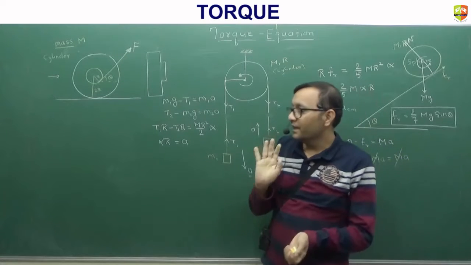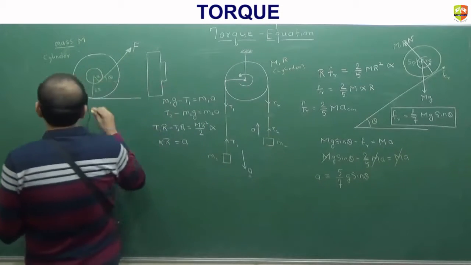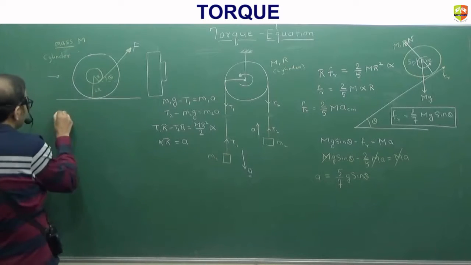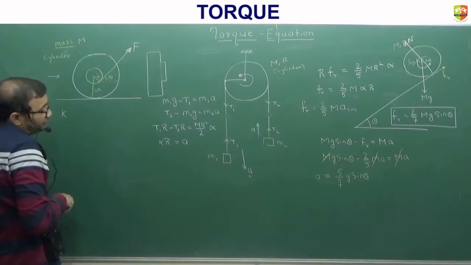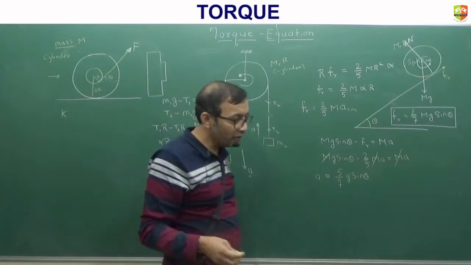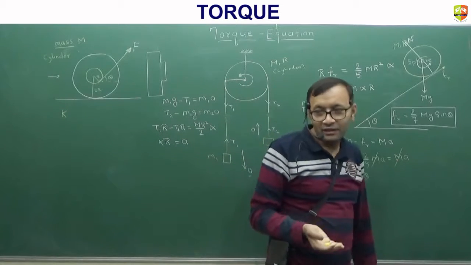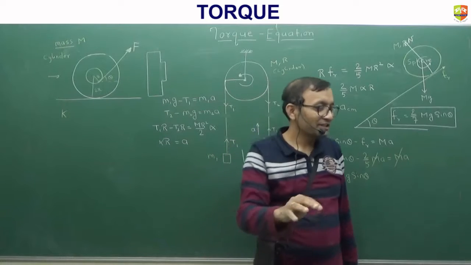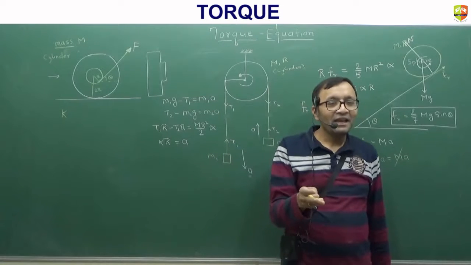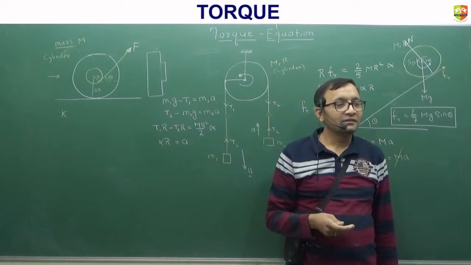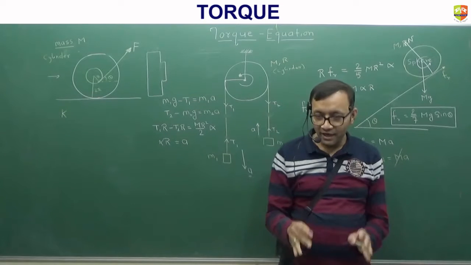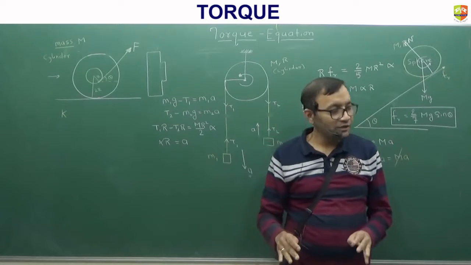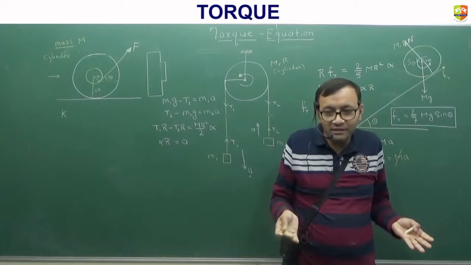You can say that, see, here, let me tell you the radius of gyration. Radius of gyration is, let's say, k. I haven't taught radius of gyration. See, if radius of gyration is k, moment of inertia is m into k square. Okay, so simple.